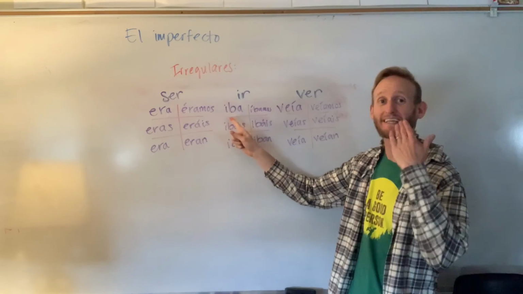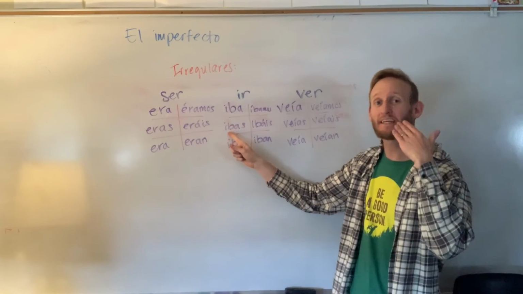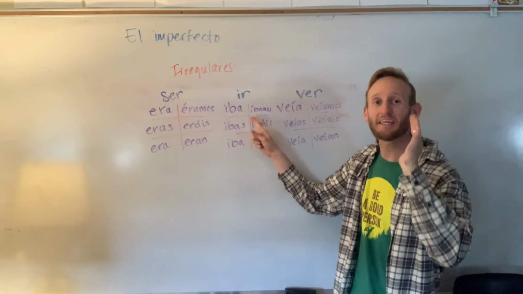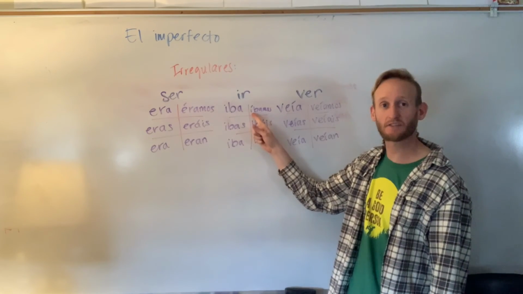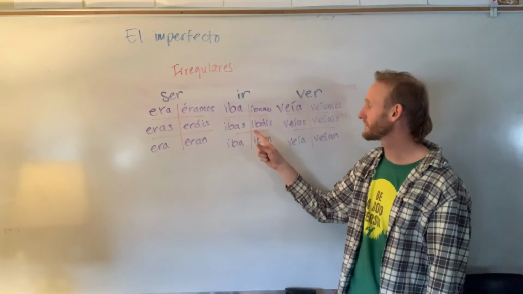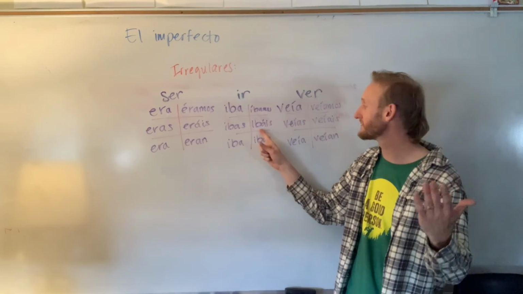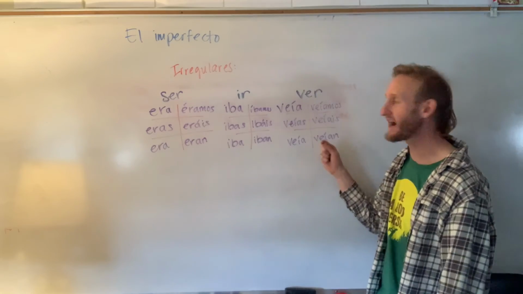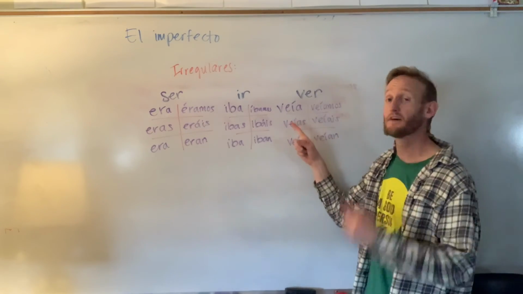Okay, here we go. Iba. Ibas. Iba. Íbamos. Do you have the accent over the i here? You need to. Ibais. Accent over the a. Iban.